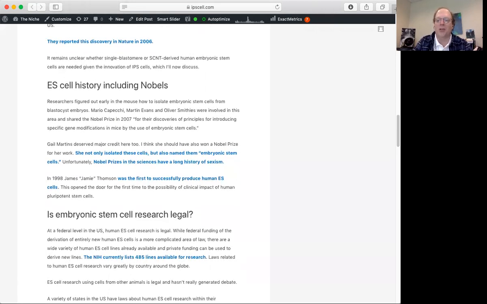So ES cell research, and we sometimes call embryonic stem cells ES cells for short, has a long, very distinguished history. And it actually started, for the most part, using mice as a model system. And a number of researchers who discovered that you could make embryonic stem cells from mouse embryos and use them in different ways to make, for instance, mouse models of genetic diseases, actually won Nobel Prizes. And this included Mario Capecchi, Martin Evans, and Oliver Smithies.